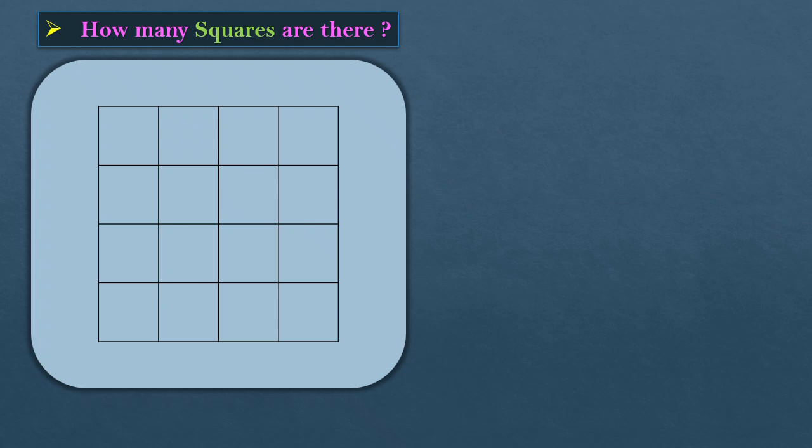We start by considering the smallest squares, also called unit squares. Horizontally, the large square contains 4 unit squares. Vertically, the large square also contains 4 unit squares. Therefore, the number of unit squares is 4 times 4, which is equal to 16.